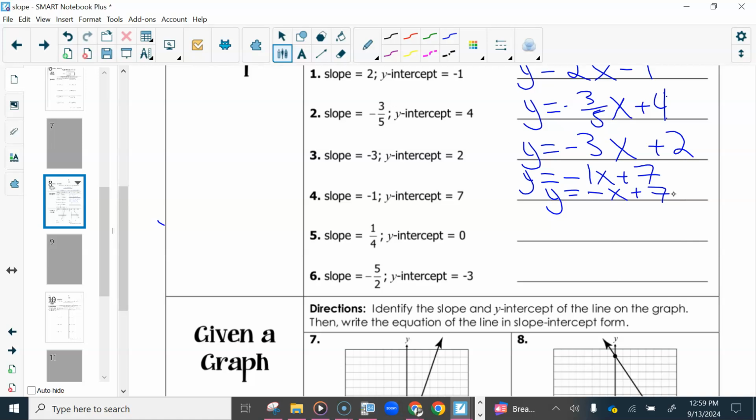Are you writing this down? How would we write number 5? Yes. So you write 1 of 2 ways. Y equals 1/4 x plus 0, or you can not put the 0.